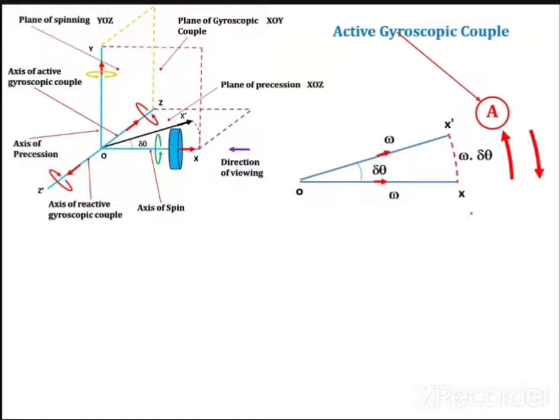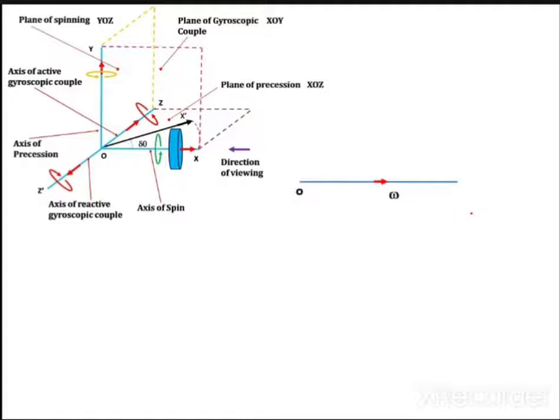Now look again. This is your O and X, right? Where is your observer? Observer is here. Okay. How is the disk spinning? Anti-clockwise or clockwise? Anti-clockwise. So will the arrow be towards the observer or away from the observer? Towards. Okay, so I'm writing an arrow.